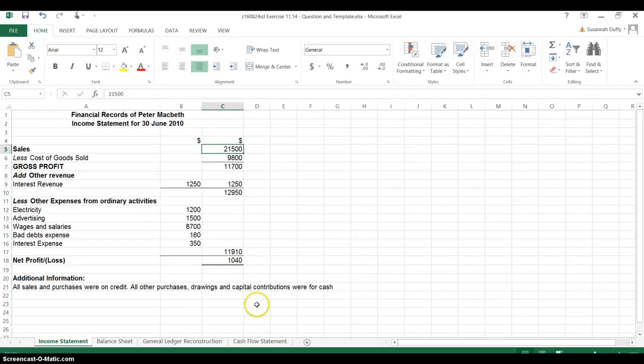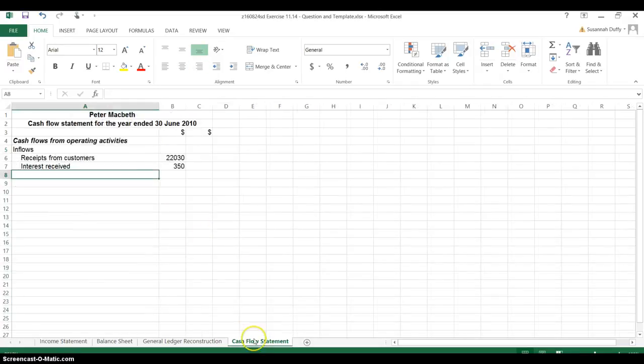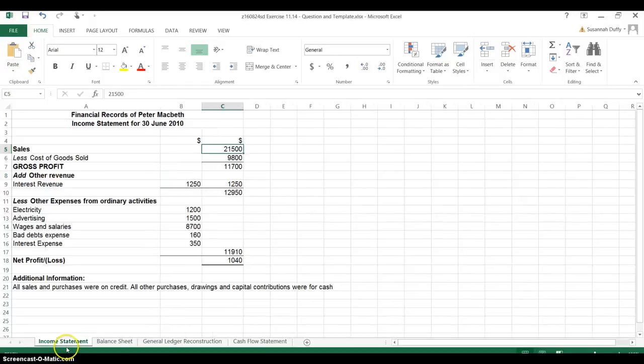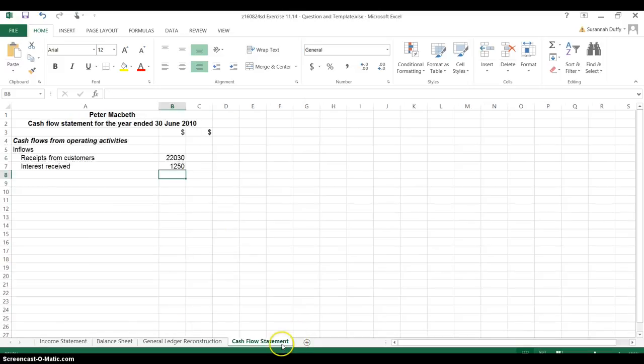Sorry, I picked up the wrong one. 1200. Sorry. Oops. On there. 1250. Okay. And that is all our inflows because we don't have any other revenue. It's just that single interest revenue there. If there had been commission revenue, you would have put that into another section. Down here, you'd have other.